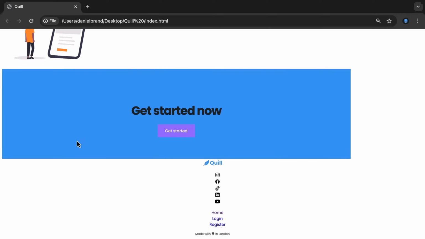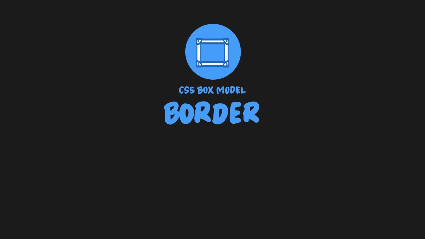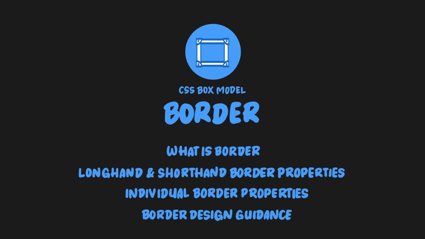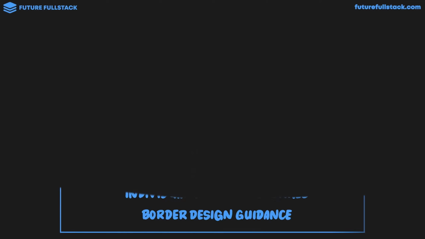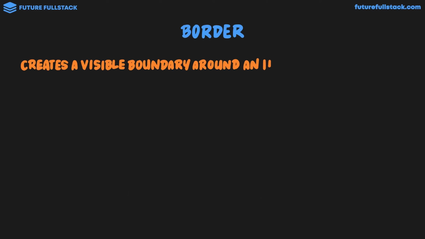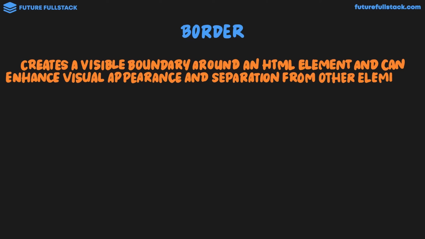Now it's time to learn how to outline and define the edges of an element using the border property. We'll be discussing what is border, longhand and shorthand border properties, individual border properties, and border design guidance. So what is a border? A border creates a visible boundary around an HTML element and can enhance visual appearance and separation from other elements.